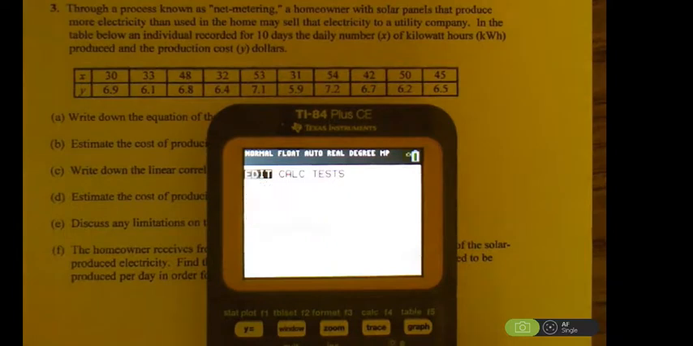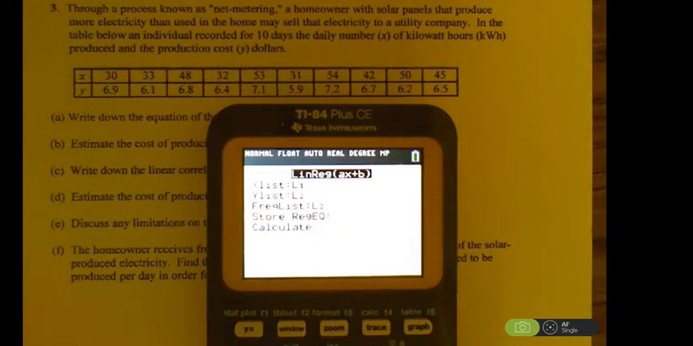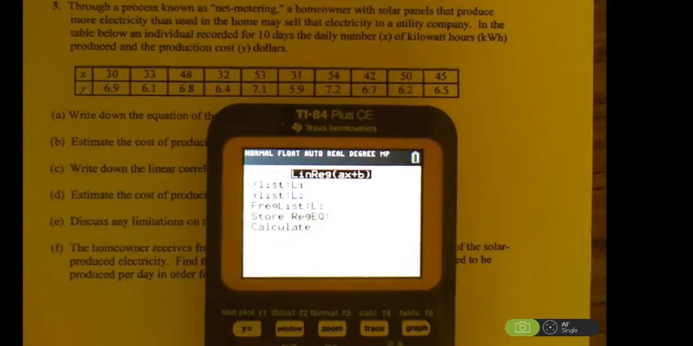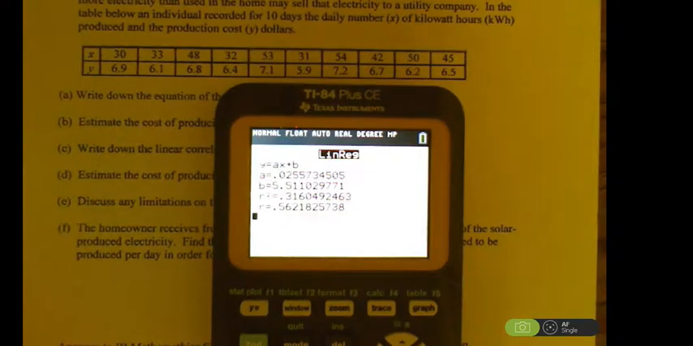Go to Stat, go to Calc. Go down to option 4 where it says linear regression ax plus b. So in option 4, the X's are list 1, my Y's are list 2. We do not have a frequency list for this. So if I go all the way down, I'm given all the information I would need here.